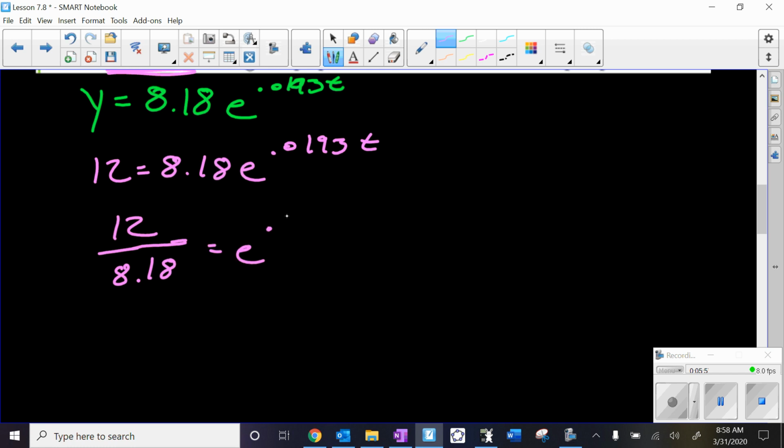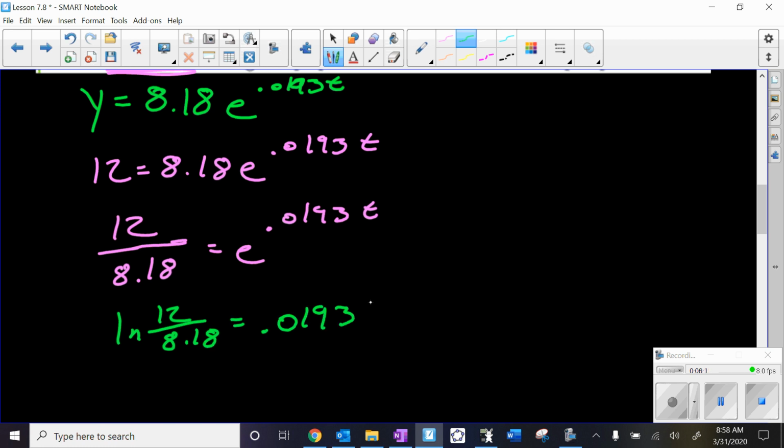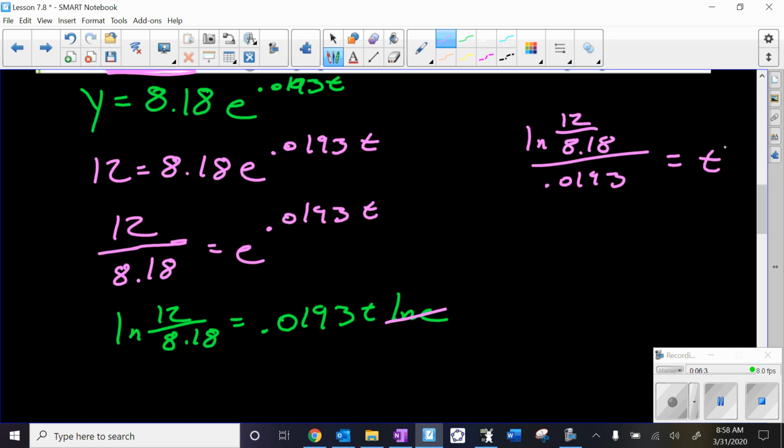Equals e to the 0.0193 t. Now you may take your natural log on both sides. Natural log of 12 divided by 8.18 equals, exponent goes out in front, natural log of e is just 1. Divide both sides by 0.0193. Natural log of 12 divided by 8.18 divided by my rate will get me my time.